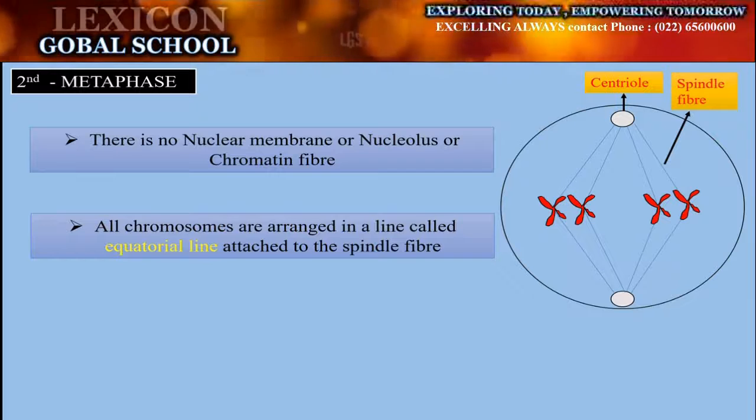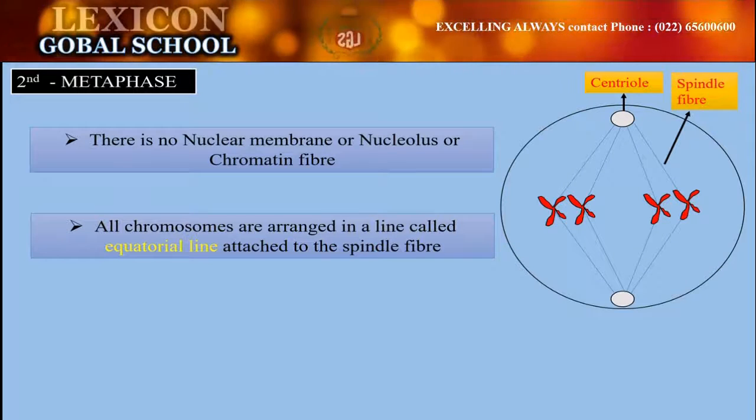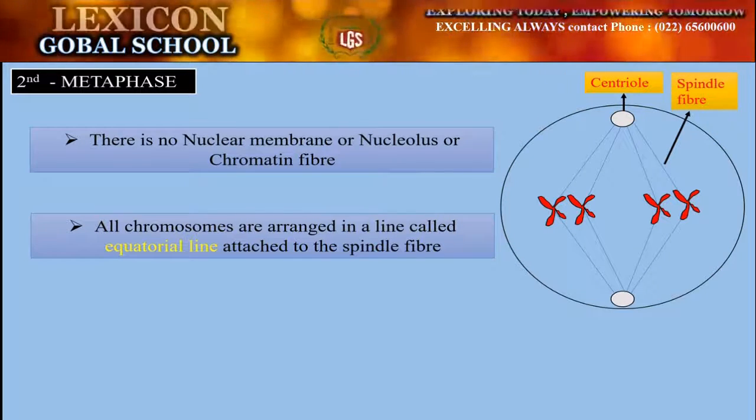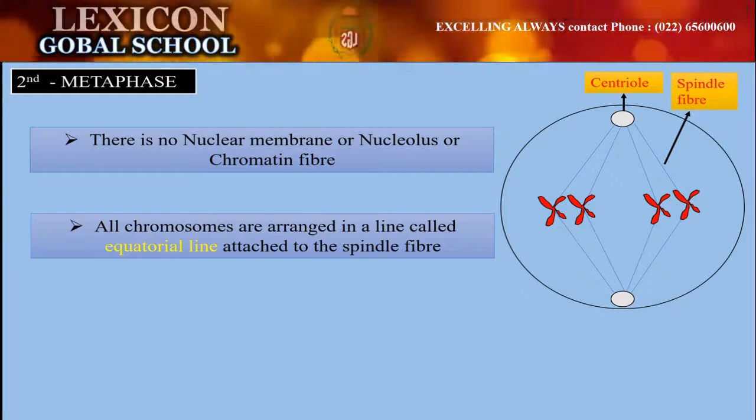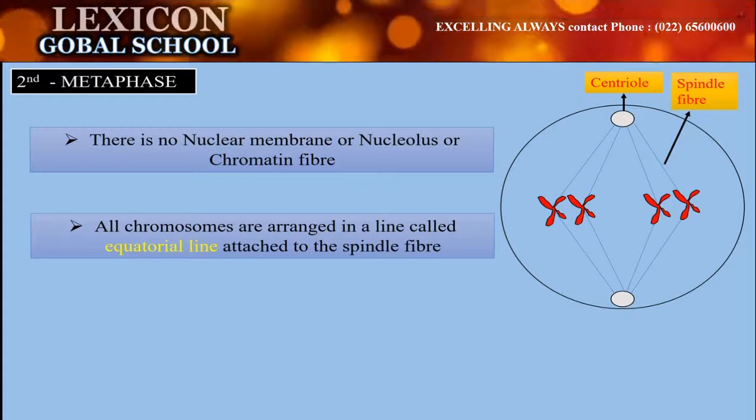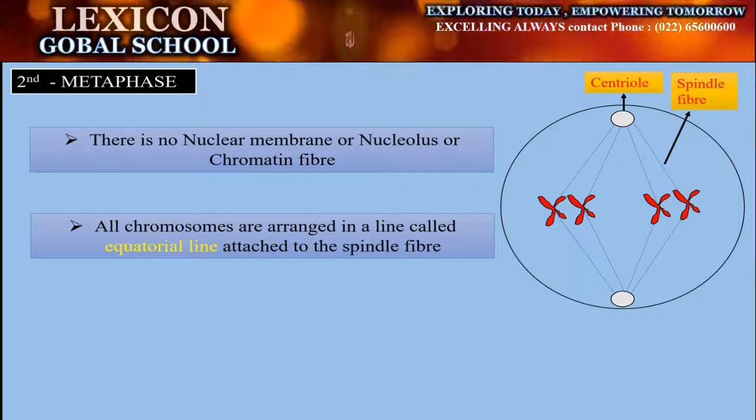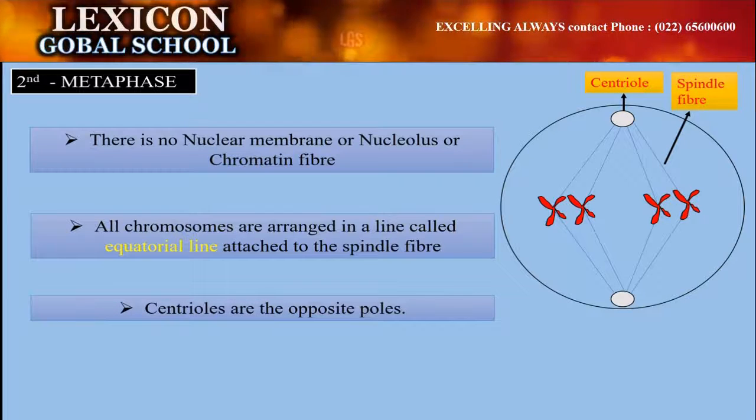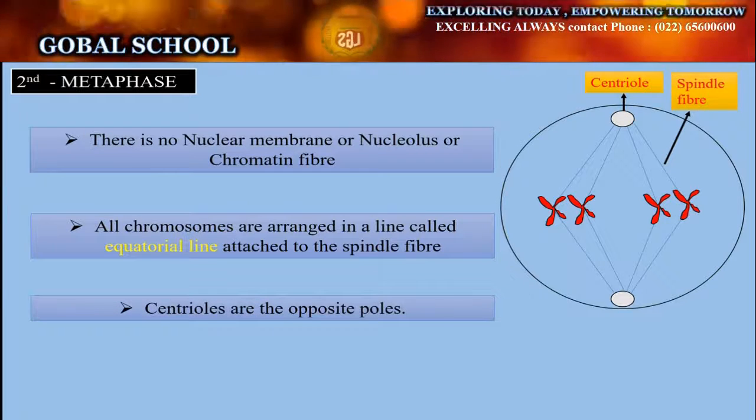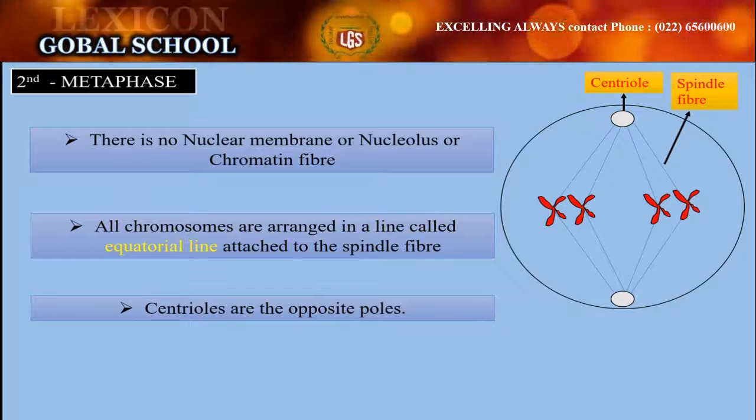And when they start getting accumulated at the center, they start arranging themselves on the equatorial line where the spindle-shaped fibers are being placed. And the centrioles are on the opposite poles. This is when metaphase starts.